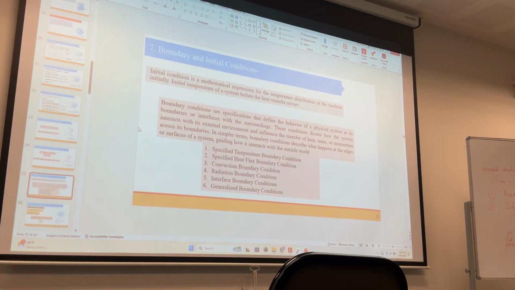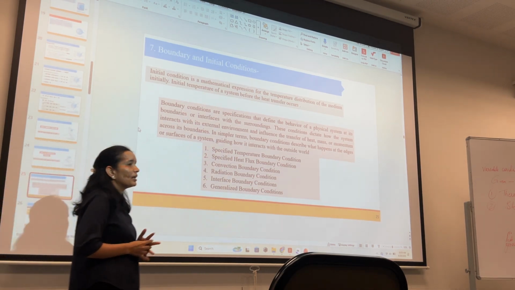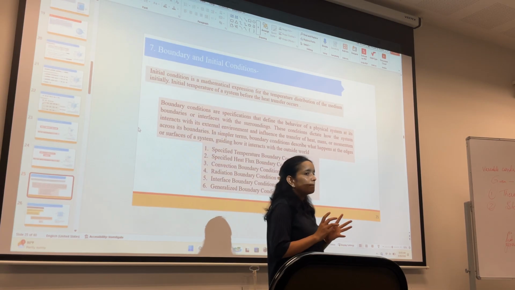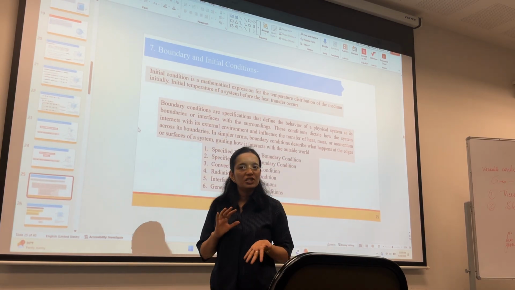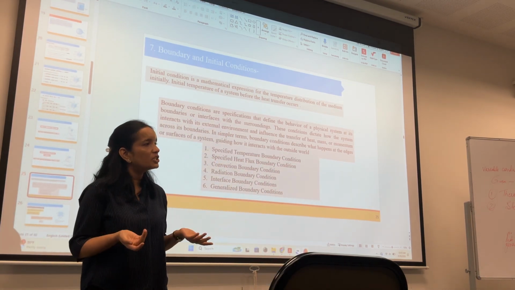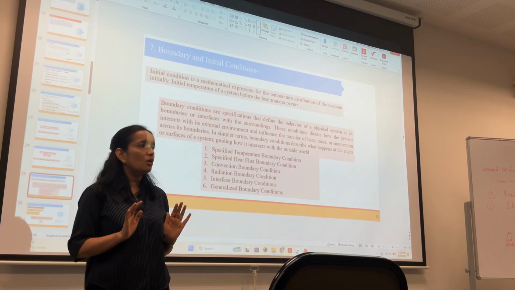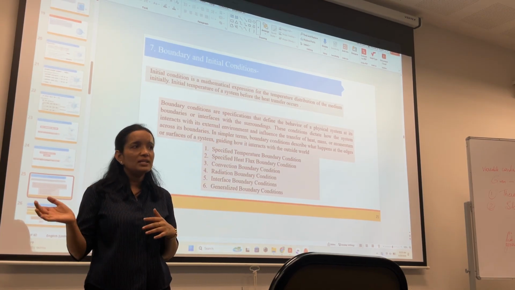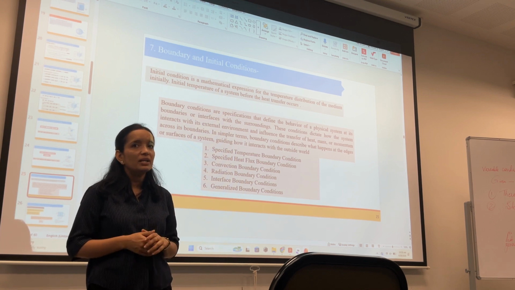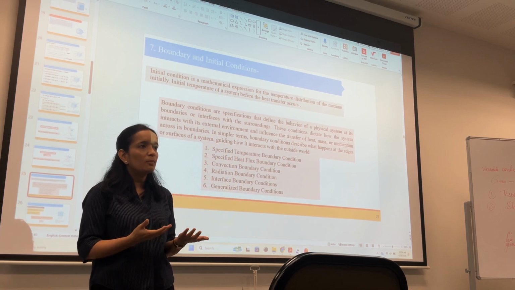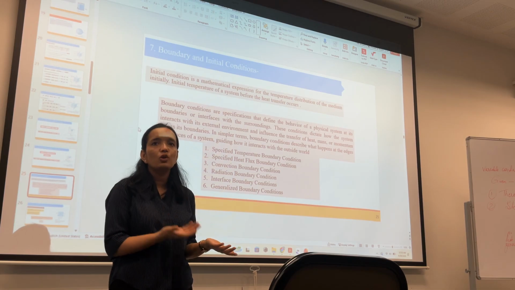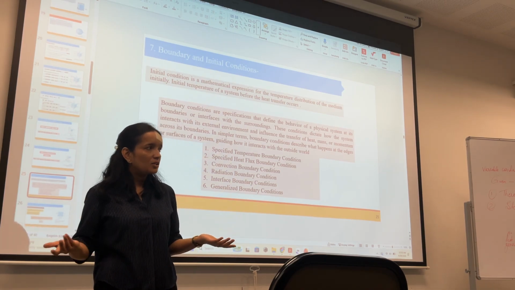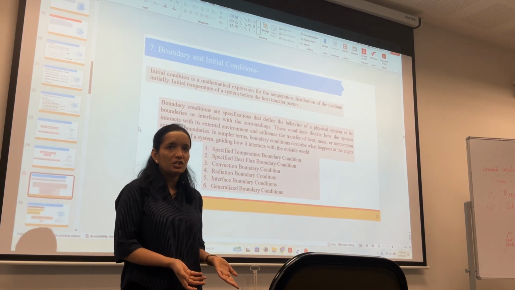Whenever you are solving any heat transfer problem in real life, you must have some conditions: initial conditions and boundary conditions. An initial condition is like the initial temperature of the room is 20 degrees Celsius. If I am telling you to design something and the room temperature is 20 degrees Celsius, this is the information I am giving you initially before you start your study. So this is called the initial condition.